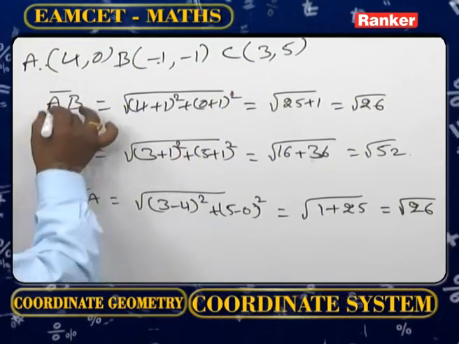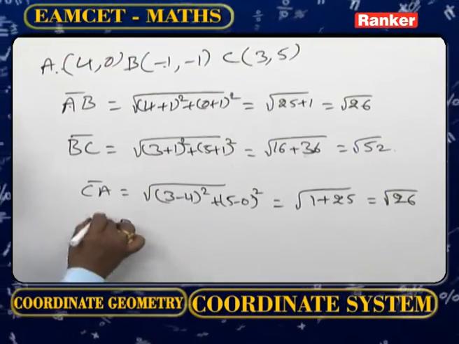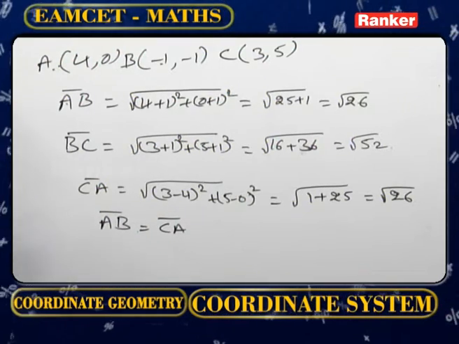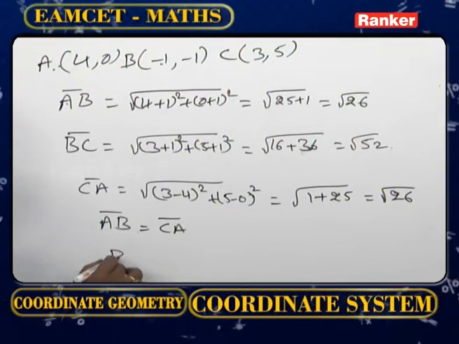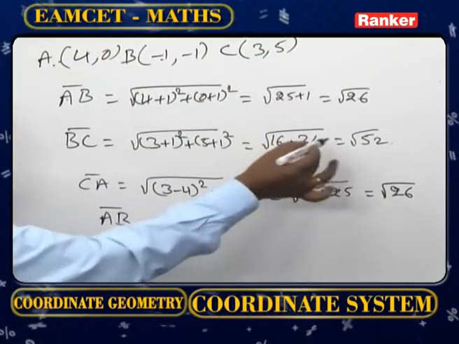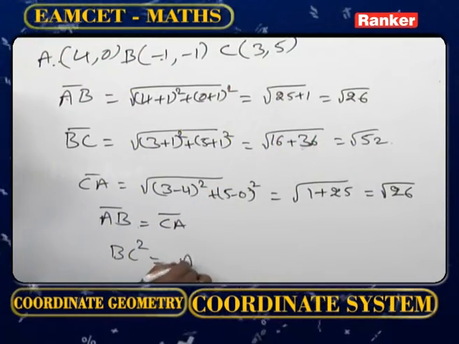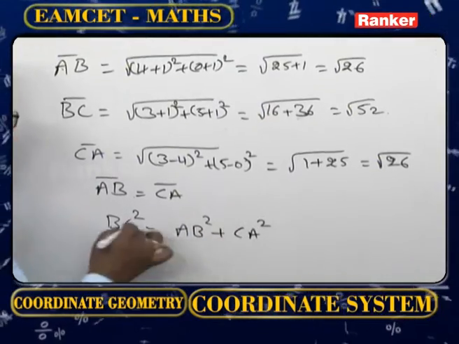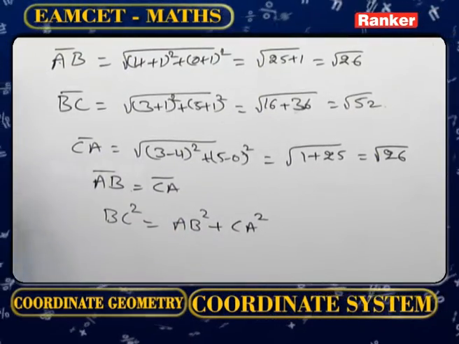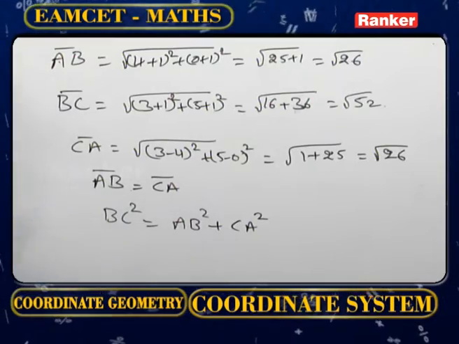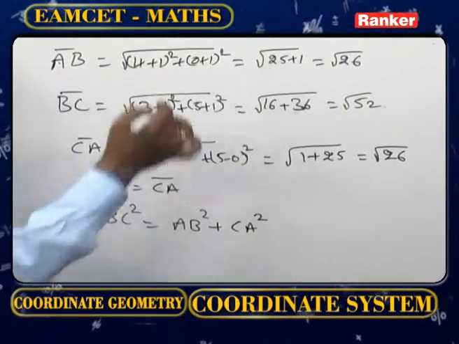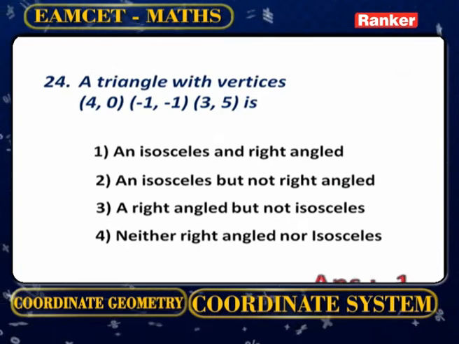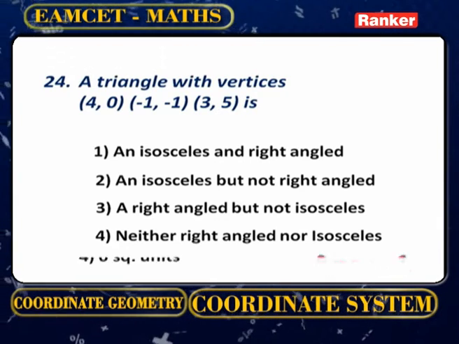Now, here AB equals CA. Two sides are equal, then it is compulsorily isosceles. Also, BC square equals AB square plus CA square. Now, the right angled property is also satisfied, then the given points form a right angled isosceles. Then the first option is correct, right angled isosceles. Next problem.